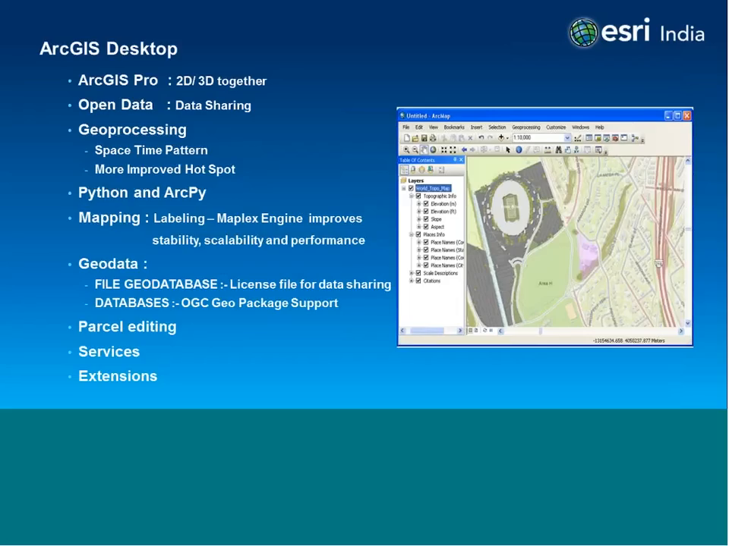Coming to some of the key highlighting features of desktop, ArcGIS Pro is a desktop tool which has got 2D and 3D viewing capabilities together. So now any person who wants to start working with a 3D dataset can have a 2D and 3D pane working side by side. They can do their edits, they can share the data, whatever they want to do with 3D, they can start using ArcGIS Pro.